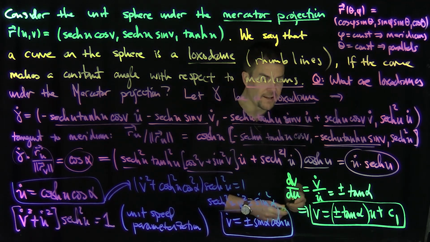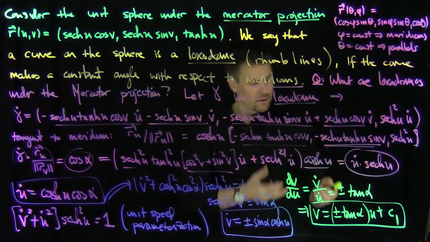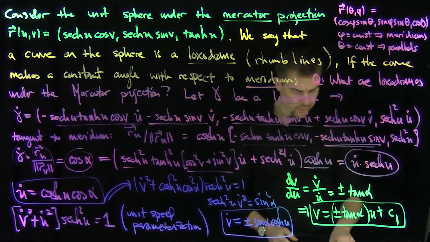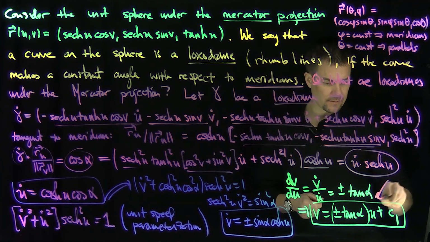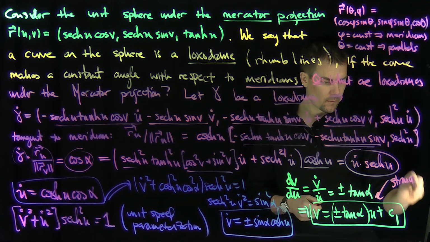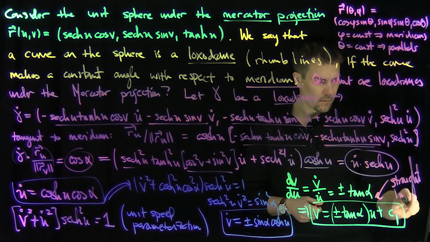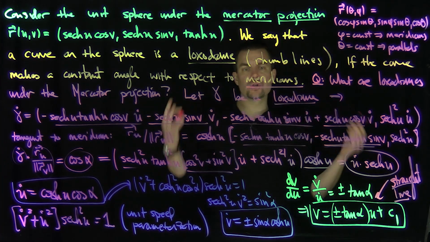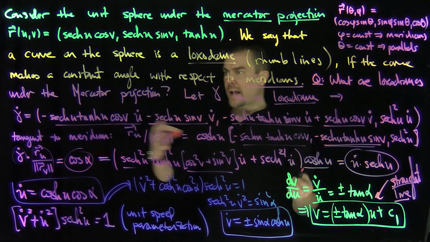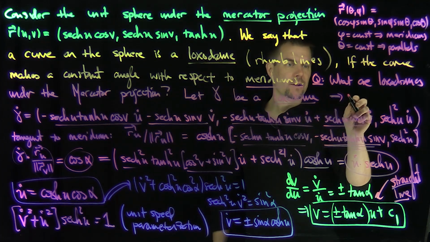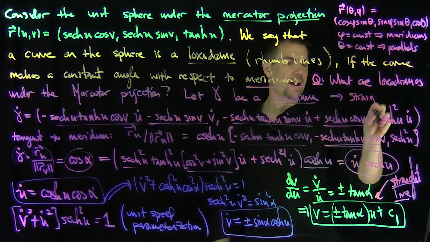So what are these graphs over here? In the UV plane, those are just straight lines that make an angle of alpha, right? So these equations over here are all just straight lines. Okay. So what have we just shown? In other words, under the Mercator projection, what are the Loxodromes? The Loxodromes over here are going to be straight lines.